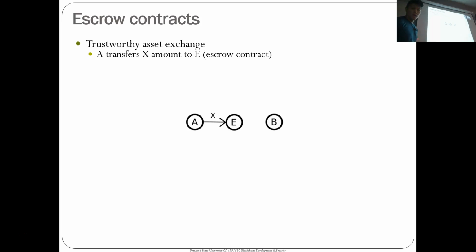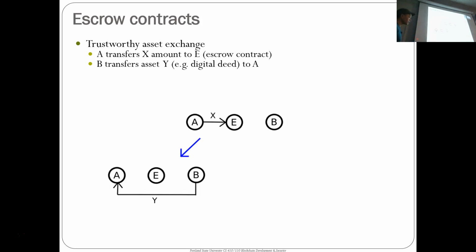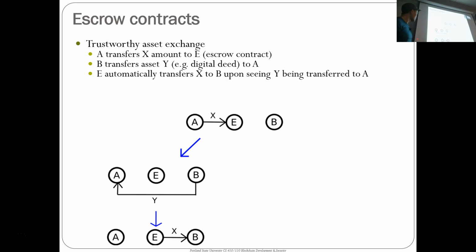contract. Then typically B would transfer the digital deed or the item to A, and E would hold this money. As soon as this has happened and the escrow agent can verify it, E will transfer the money over to B. Now, typically, an escrow company takes a cut.